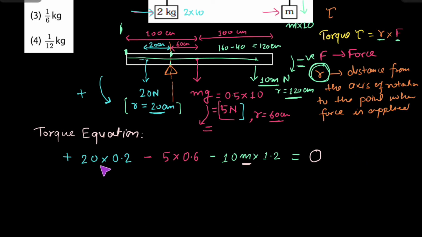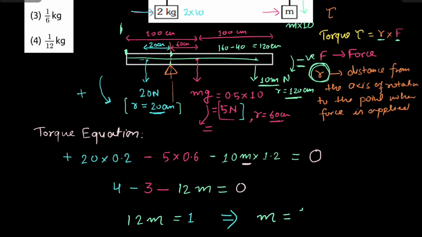So let's find out. It would be 4 minus 3 minus 12M, and this would be equal to 0. So from here, 12M would be equal to 4 minus 3, which is 1. From this, we can easily find out the value of M as 1 upon 12 kg. So this would be our answer.